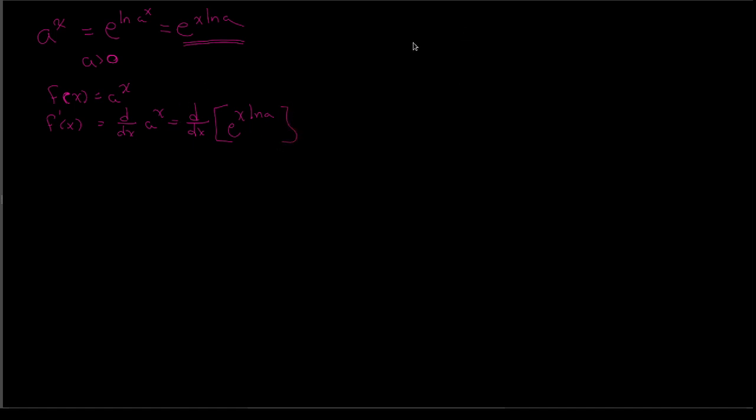And now we'll use the chain rule. So we're going to say this is e to the u, where u is equal to x ln a. So the derivative of this is e to the u times du dx. Because e to the u is its own derivative, the derivative of this thing with respect to u is itself, times du dx.